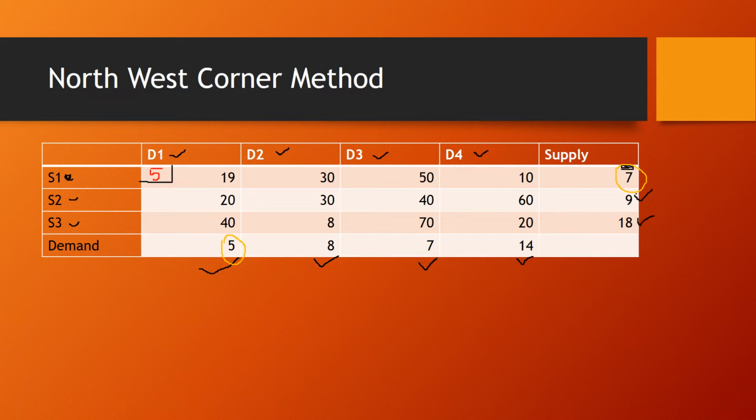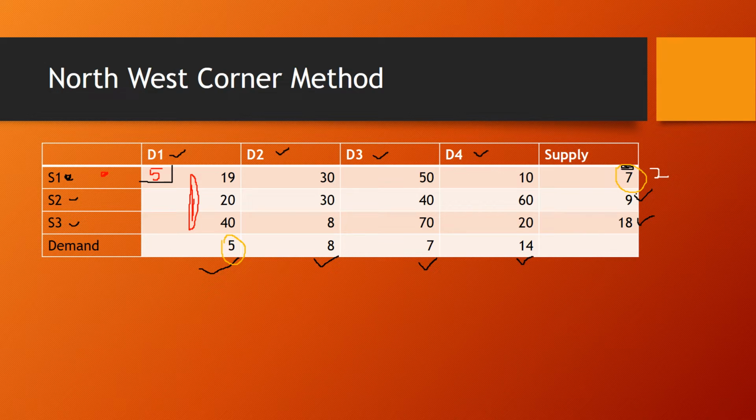Now the demand for destination D1 was 5 units, and we have fulfilled it. We have provided 5 units to D1, so we will cancel out this whole column. These 5 units came from source S1, so the total supply which S1 can do is reduced to 2 units, because 5 we have already provided.